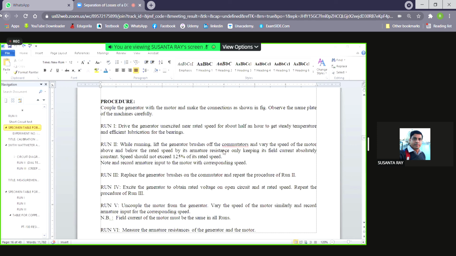Actually, what we are suggesting is to vary the speed of the motor. Now, the speed of the motor can be varied either by varying the field flux or by varying the armature voltage on the motor side. So on the motor side, we are not changing the field current; we are controlling the speed of the motor with armature resistance. In every run we will control the speed only. Speed here is basically the speed of the motor.